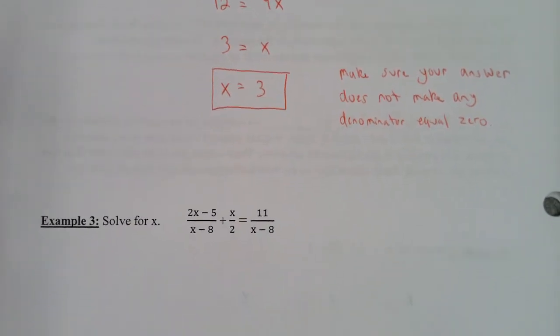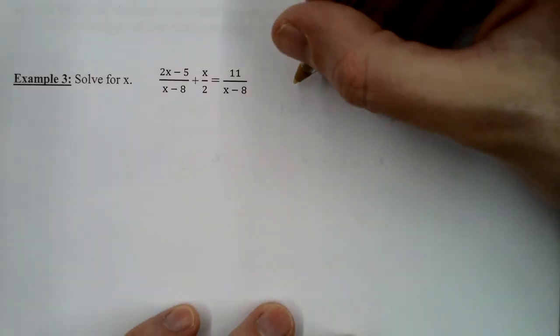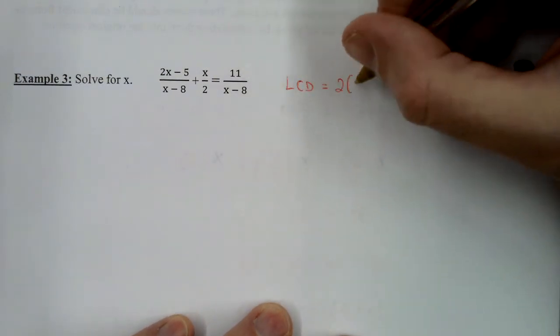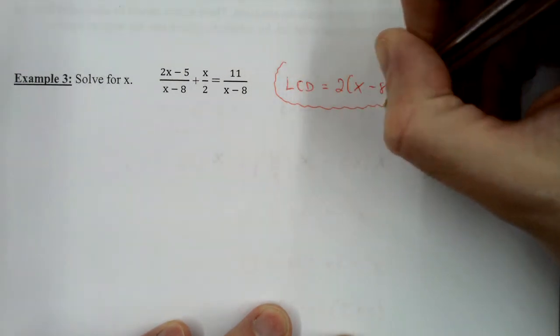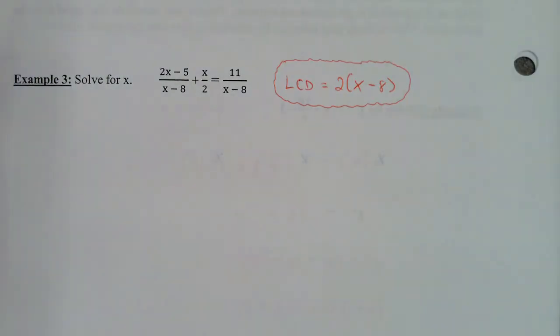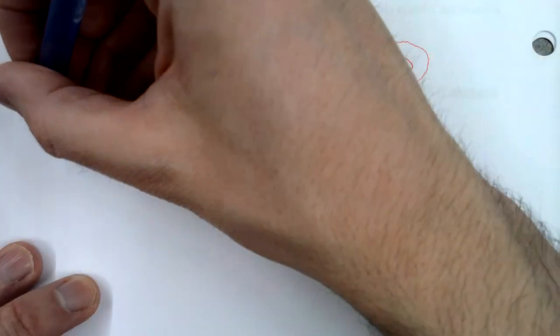Time for one that's a little more difficult. The least common denominator here is going to be 2 times x minus 8. What I'm going to do is multiply each term by the LCD. I'll try to do that in blue again. 2 times x minus 8 times the first term.